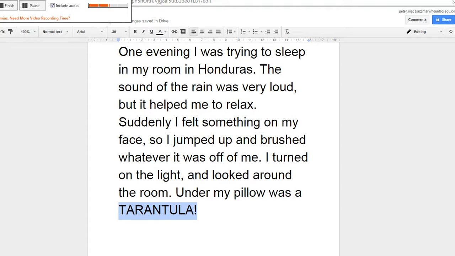Okay? So I'm going to read this quickly. One evening I was trying to sleep in my room in Honduras. The sound of the rain was very loud, but it helped me to relax. Suddenly I felt something on my face, so I jumped up and brushed whatever it was off of me. I turned on the light and looked around the room. Under my pillow was a tarantula. Okay, not bad. There's different ways to do it, but this one works.